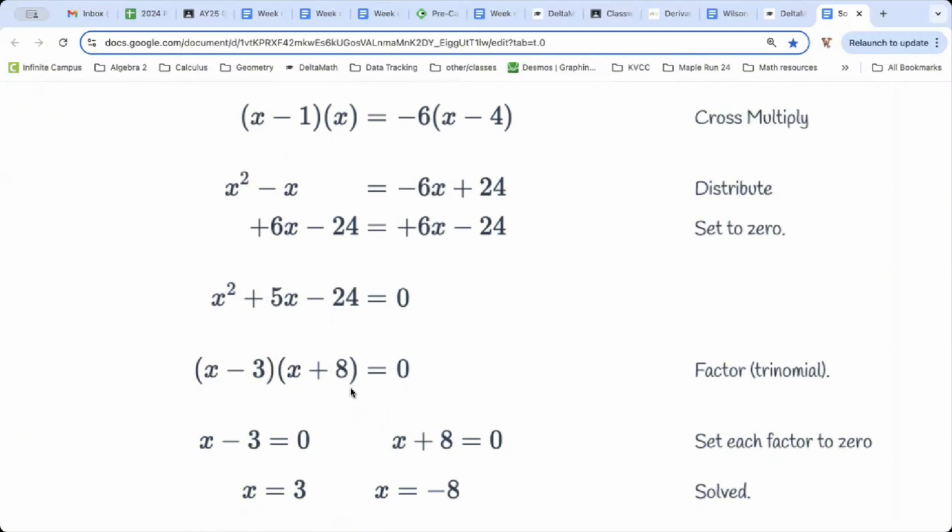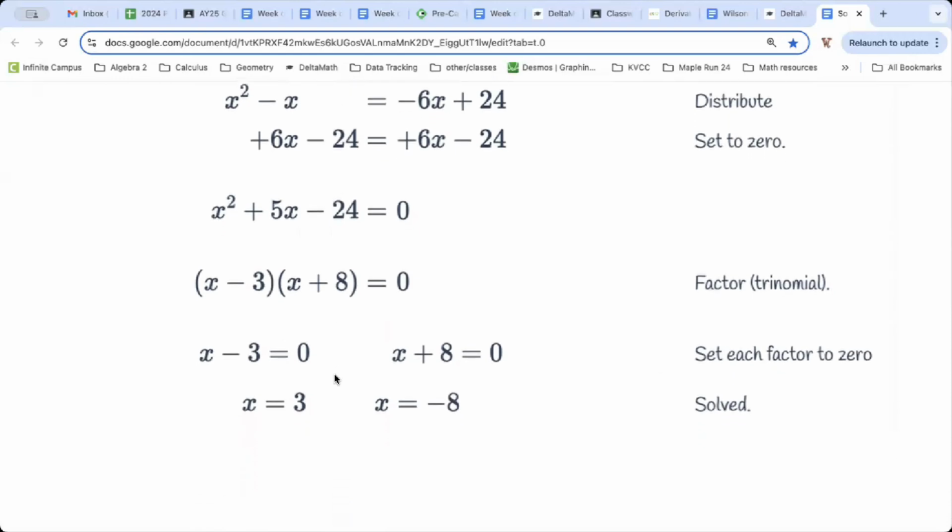So we have found it. Negative 3 times 8 is negative 24. Negative 3, positive 8 combined together gives you a positive 5. So if you multiply this together, you will get this trinomial back. So you know you factored correctly.